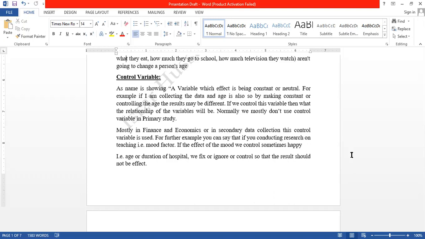Same like this, the age of the hospitals. If we fix the age of hospitals, for example, one hospital started its operationalization in 2000, and the other hospital started its operationalization in 2018. So we will fix, or we can control the variable, the age of hospital. So we fix or ignore or control that, so that the result would not be affected.